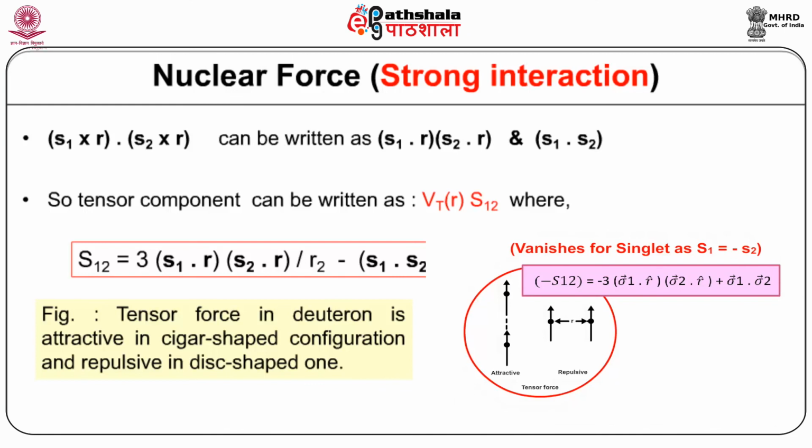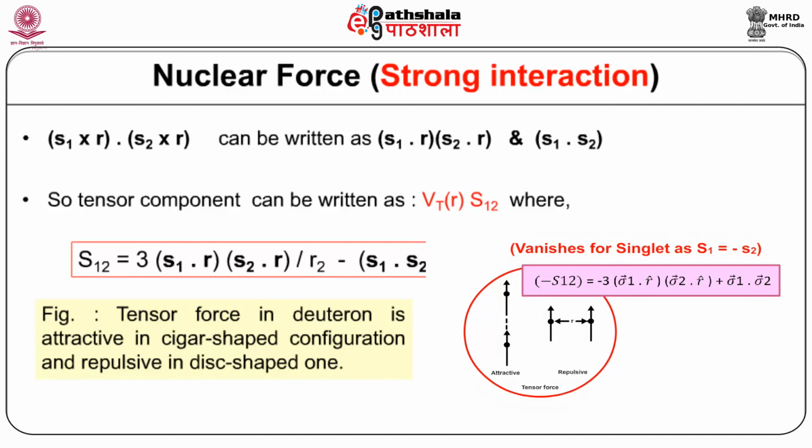So the tensor component can be of the form S1 cross R dot S2 cross R and can be written in terms of S1 dot R into S2 dot R and S1 dot S2. So the tensor component can be written as V_T S12, where S12 is equal to 3 (S1 dot R)(S2 dot R)/R² minus S1 dot S2.